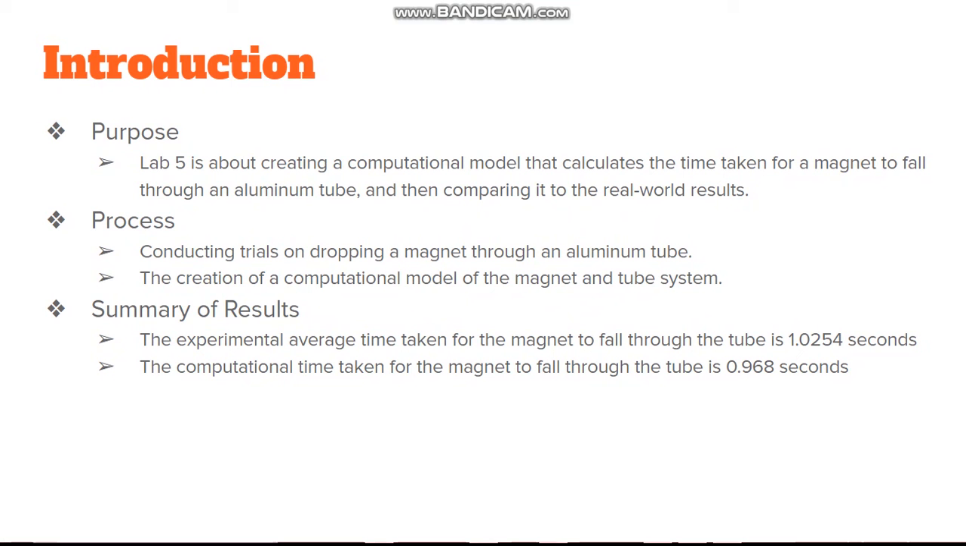Summary results. The experimental average time taken for the magnet to fall through the tube is 1.0254 seconds, while the computational time was a bit less at 0.968 seconds.